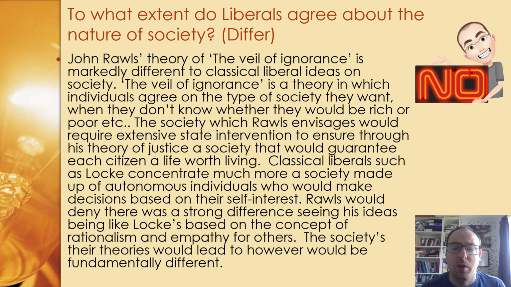The society which Rawls envisaged would require extensive state intervention to ensure, through his theory of justice, a society that would guarantee each citizen a life worth living. Again, if I had a bit more space, I would expand and explain that in a little bit more detail. Classical liberals such as Locke concentrate much more on a society made of autonomous individuals who would make decisions based on their own self-interest.